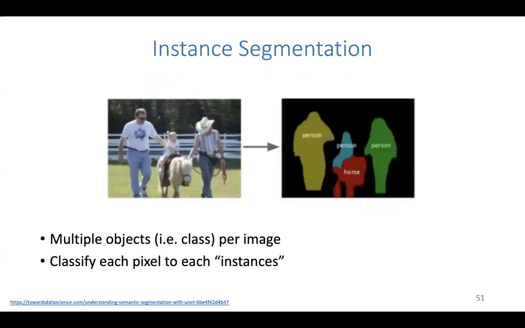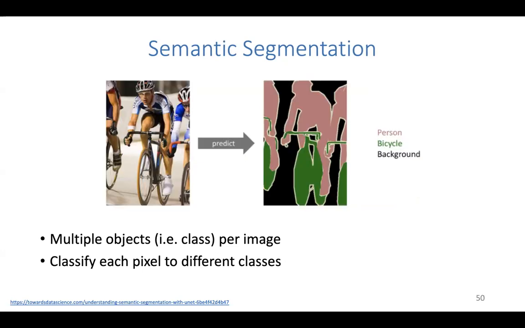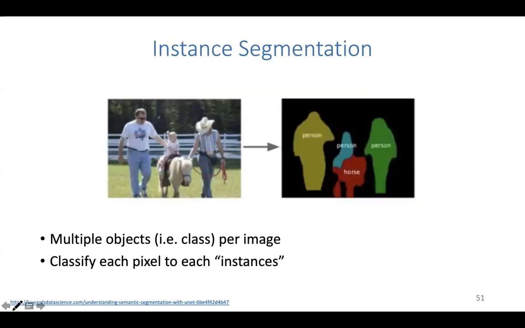All right, so further on. There is something called instance segmentation. The assumption is still the same, so there could be multiple objects per image. And the difference between semantic segmentation and instance segmentation is that you want to classify each pixel into each instance.